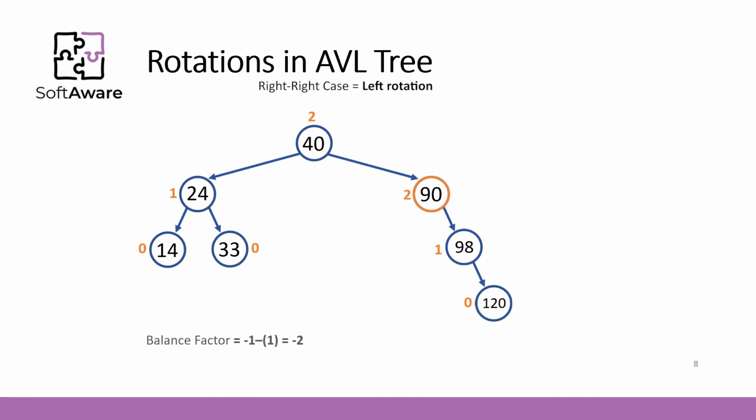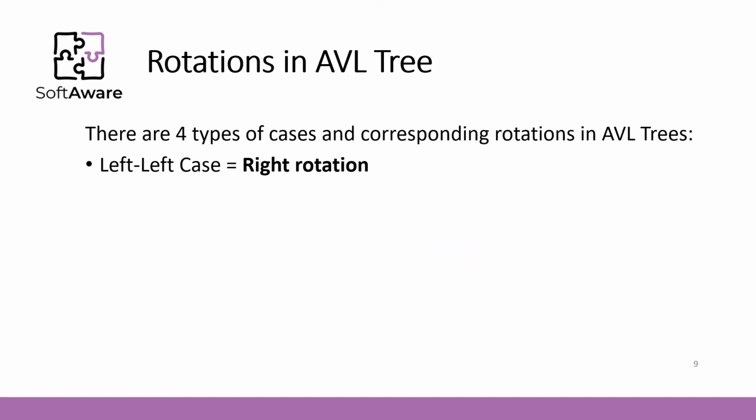The node with key value of 90 now will have a balance factor of -2, because -1 minus +1 is equal to -2. This violates our valid AVL tree definition. To make it a valid and balanced AVL tree, we need to check our case and perform the required rotation. In this situation, we have the right-right case which requires left rotation. So let's see how left rotation would reformat our AVL tree.